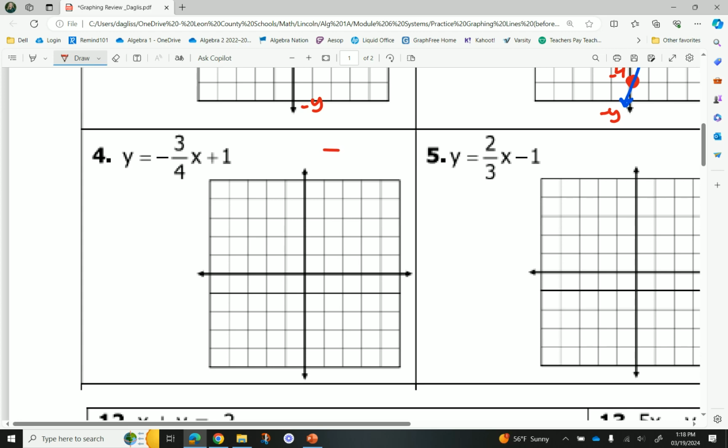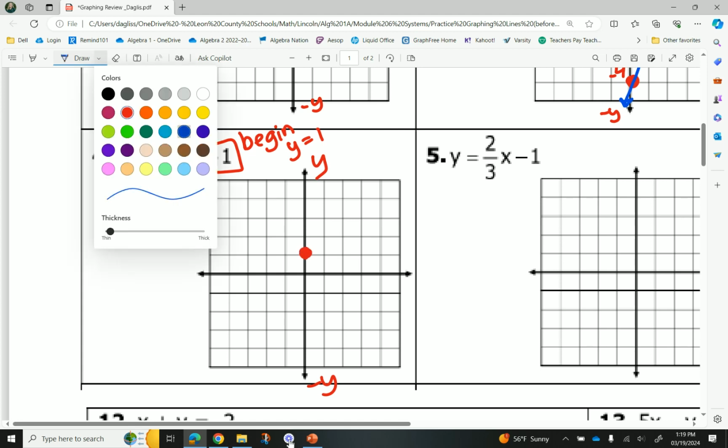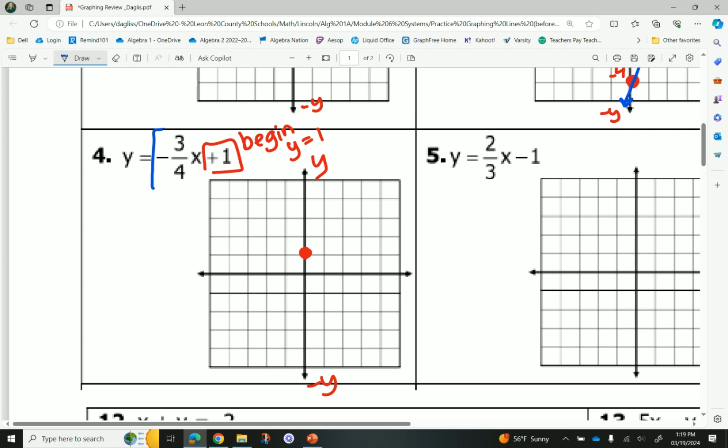So are we starting at a positive 1 or a negative 1? There you go. Yeah. So we begin. Here, I'll close my G for you. Begin when y equals 1. Good. My m is negative 3 over 4. So that means we are going to move down 3. And we always go to the right. 1, 2, 3. And then over to the right. 1, 2, 3, 4.